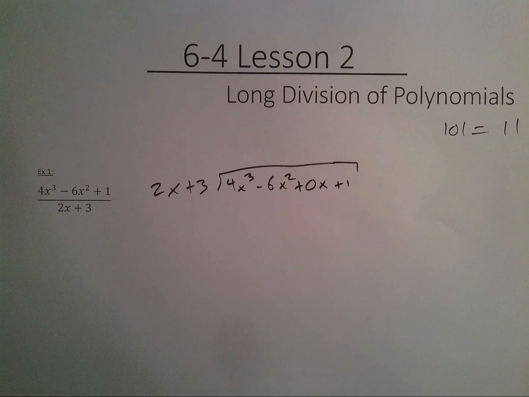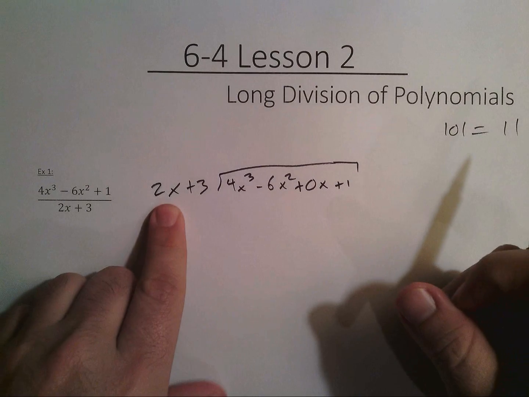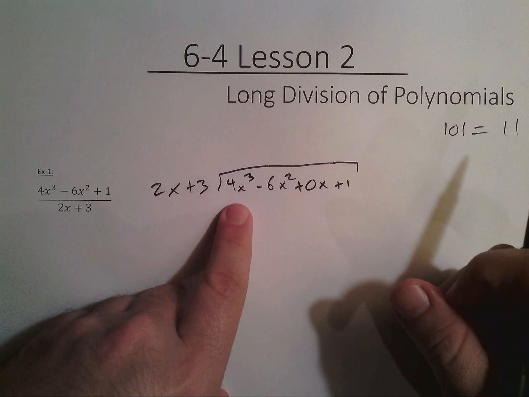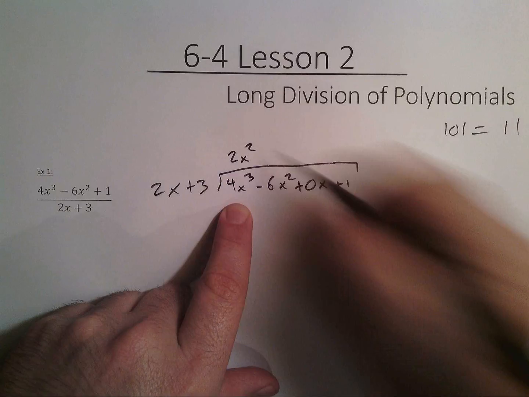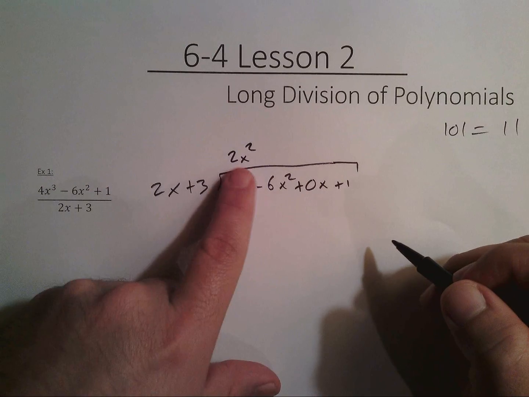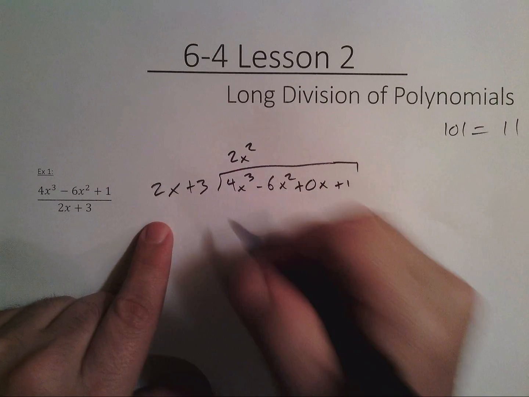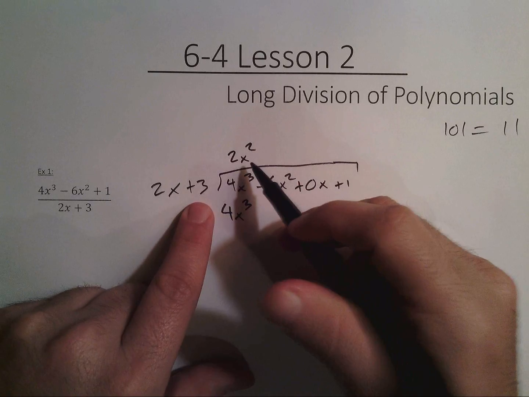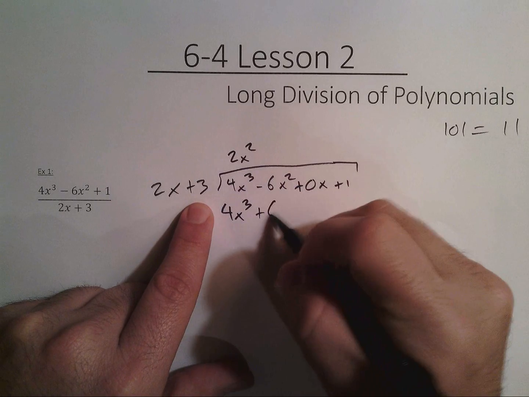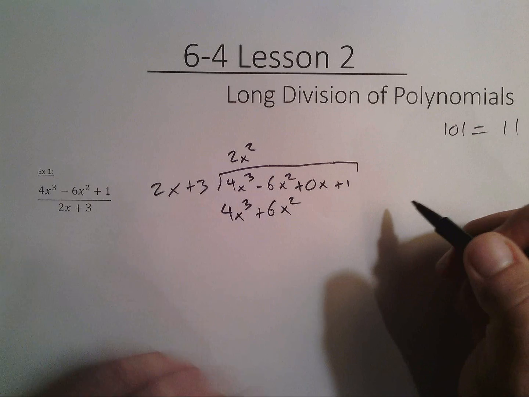Alright, so just like in the last one, hopefully this will be clearer. I asked myself, how often does the first term, 2x, go into the first term of the inside, 4x cubed? And it goes in there 2x squared times. So now I'm going to multiply that by both of these. So I get 4x cubed, and then 3 times 2 is plus 6x squared.